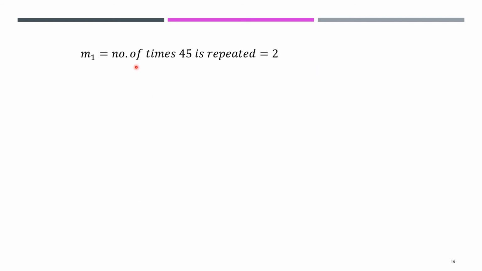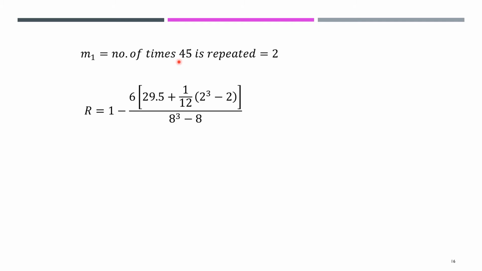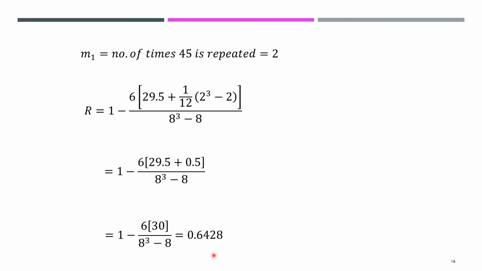M1 is the number of times whichever rank is repeated; see how many times that number is repeated. Here 45 was repeated 2 times in the X column, so M1 is equal to 2. Only one number was repeated twice, so we get only M1, not M2 or M3. So R is 1 minus 6 into (summation D square plus 1 upon 12 (M1 cube minus M1), where M1 is 2) upon 8 cube minus 8, because we had 8 ranks in total. When we simplify, we have the answer as 0.6428.